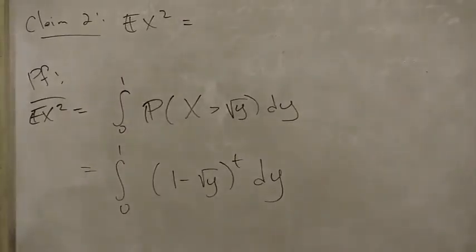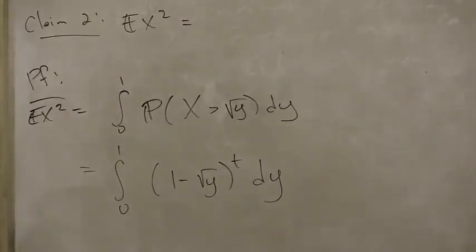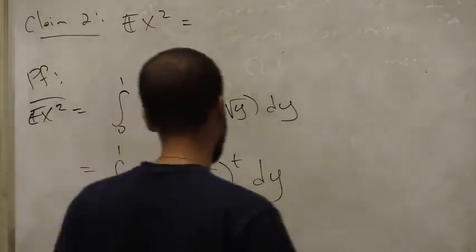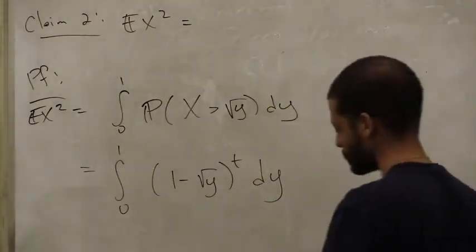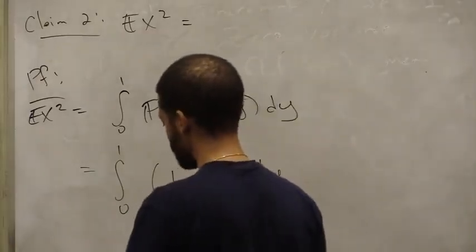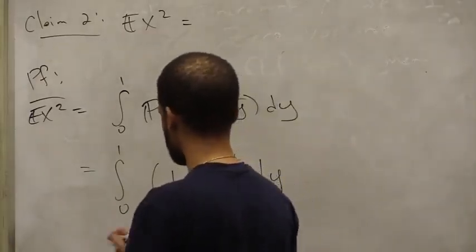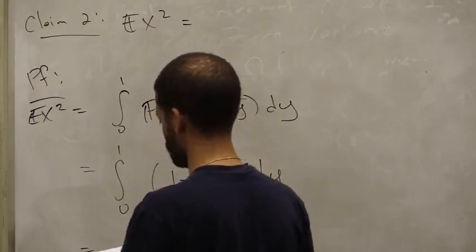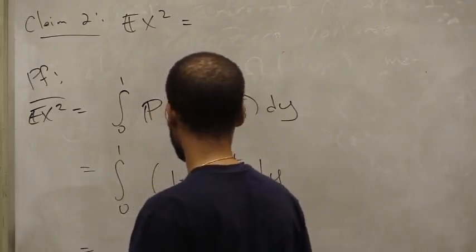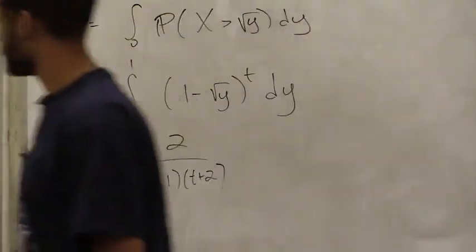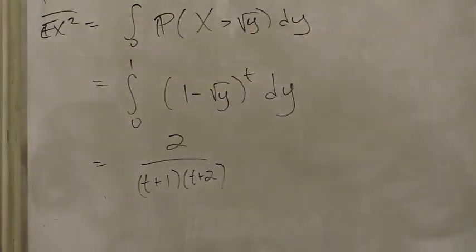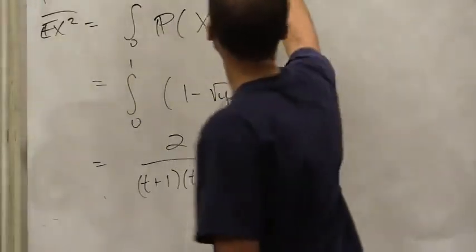And then you can again basically do a u substitution. Let me not, this is just purely computation. If you want to see details again, you can look at the lecture notes. This integral comes out to 2 over (t plus 1)(t plus 2). Okay? That's just a computation. So that's that. 2 over (t plus 1)(t plus 2).